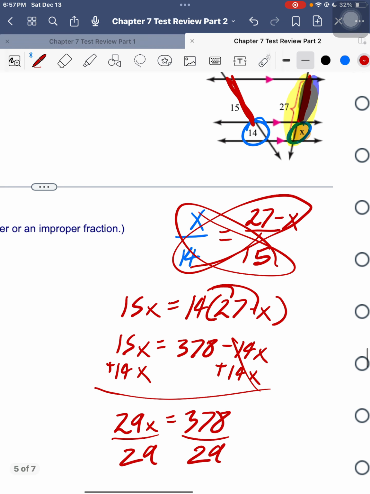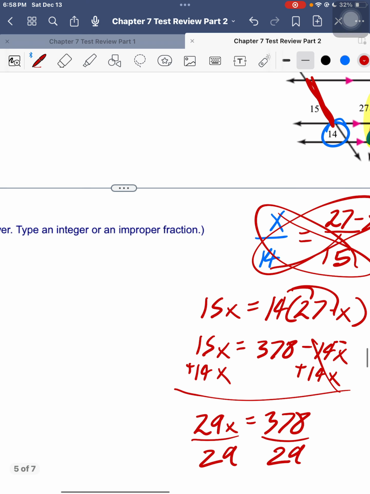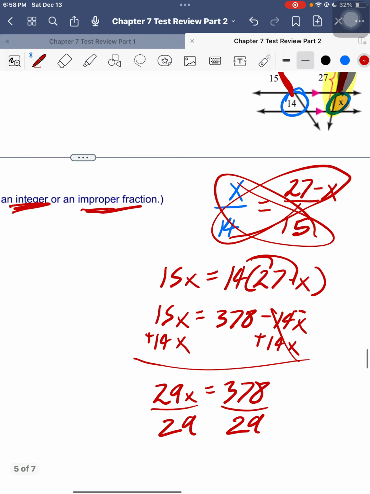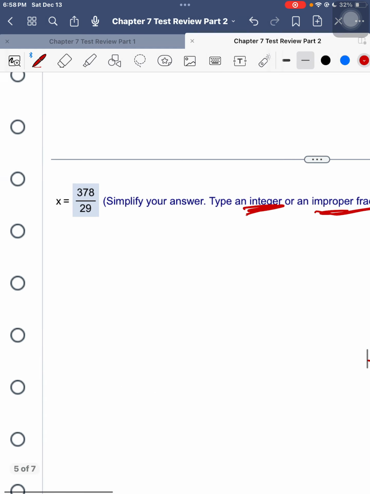So my answer is a big decimal. Can I have it as a decimal? No, I cannot. I need to have it as an improper fraction. An integer, which is like 1, 2, 3, 4, 5, 6, -1, -2, -3, or an improper fraction. So I'm going to have to simplify this. So let's see. We can't simplify this because 29 is prime. So my only answer is 378 over 29.